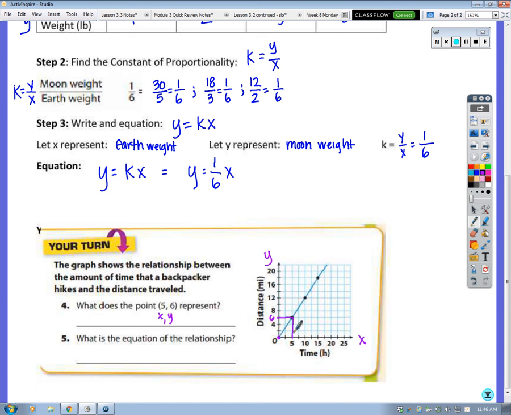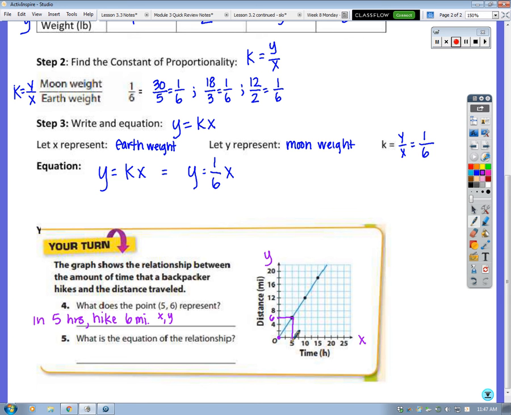So what does the point (5, 6) represent? Well, 5 hours hiked 6 miles. So we're going to go ahead and write that down, that in 5 hours they hiked 6 miles. You could also write in 6 miles they hiked, or it took them 5 hours to hike 6 miles, or 6 miles were hiked in 5 hours, as long as you got the essential here that the rate was 6 miles in 5 hours.